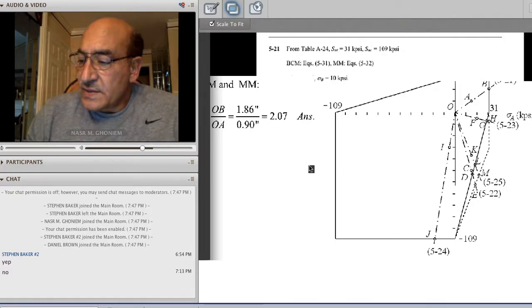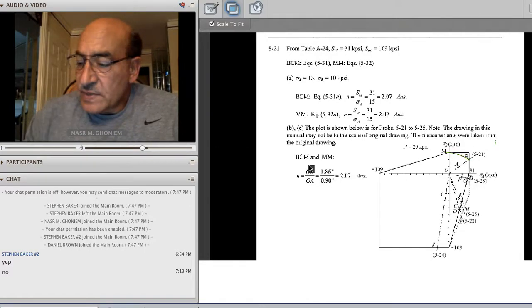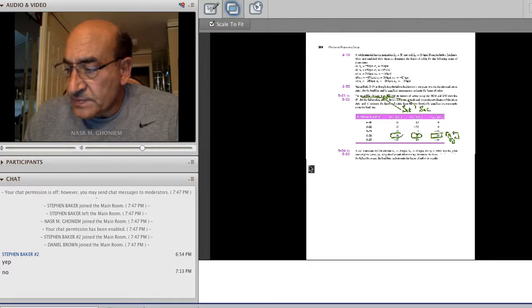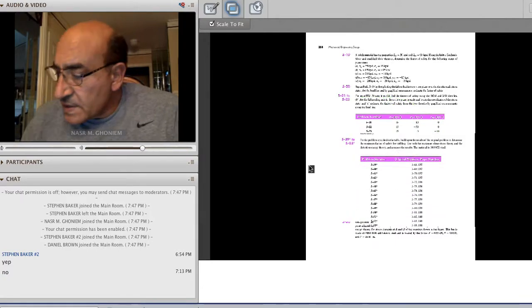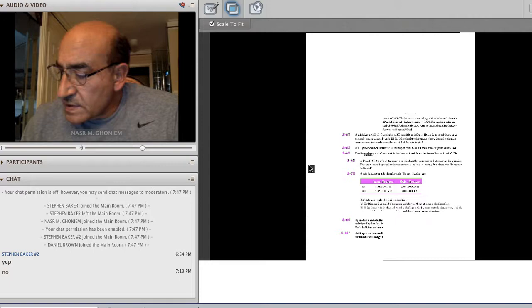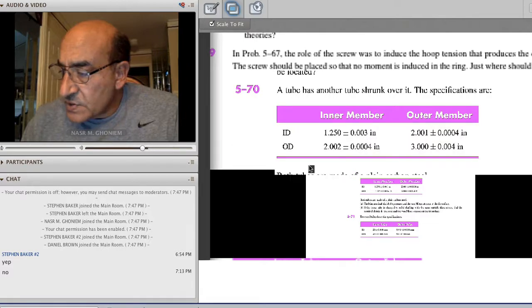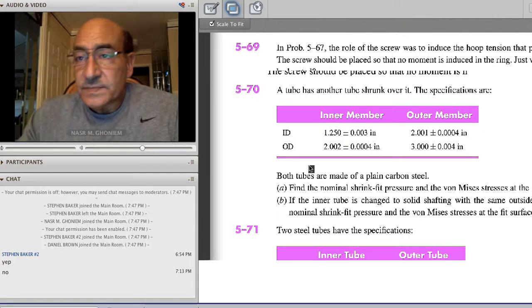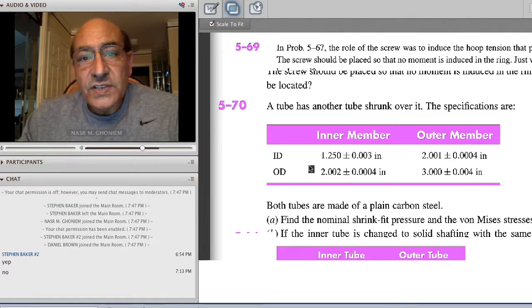Okay. All right, so the last problem I wanted to discuss is a problem a little bit later in the chapter, problem 570, I think. This one here. So in this problem I have a tube, and the tube has an inner member and an outer member. So this is like a shrink fit problem.